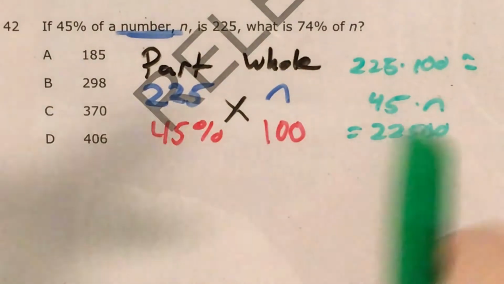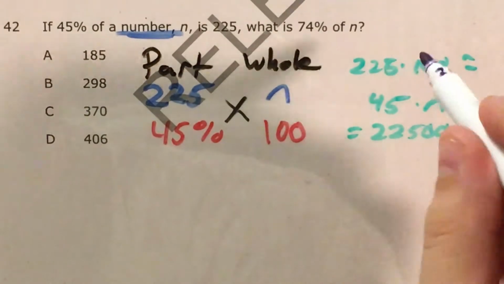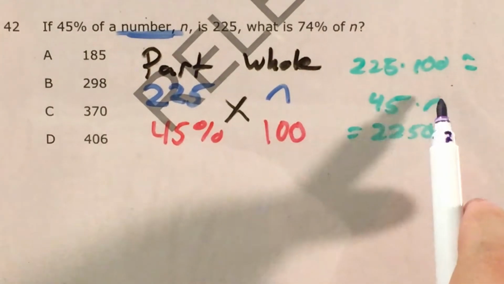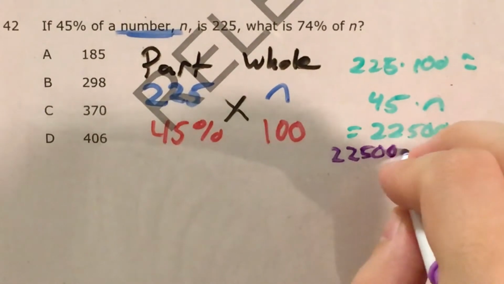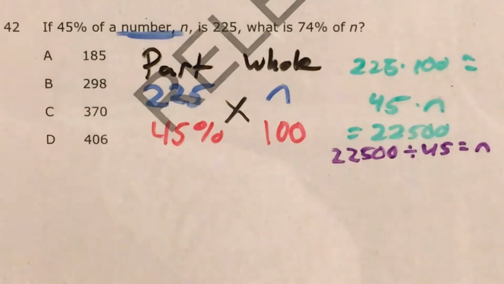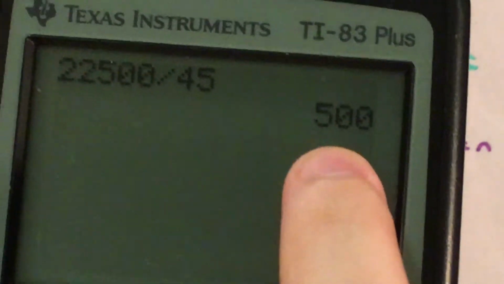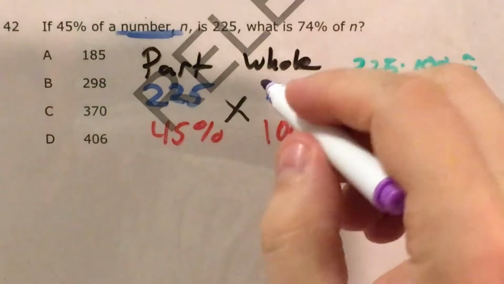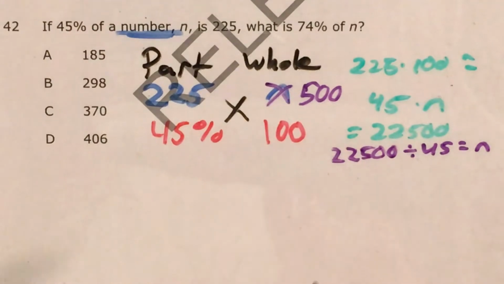Now in order to get my variable by itself, if you've seen my other videos where I talk about a problem like this, you probably know where I'm going. I'm going to pull out my fact families, and I'm going to say that if I know that 45 times some number equals 22,500, then 22,500 divided by 45 must give me that unknown number. I pull my calculator out again, and 22,500 divided by 45 equals 500. So there's my number, 500.